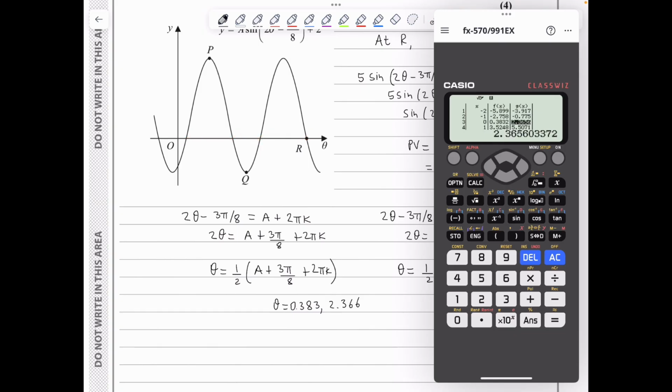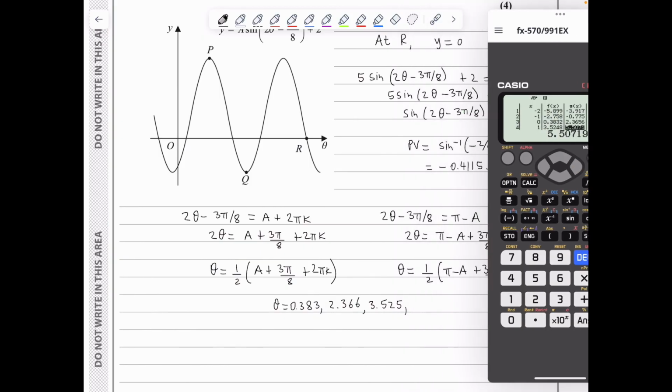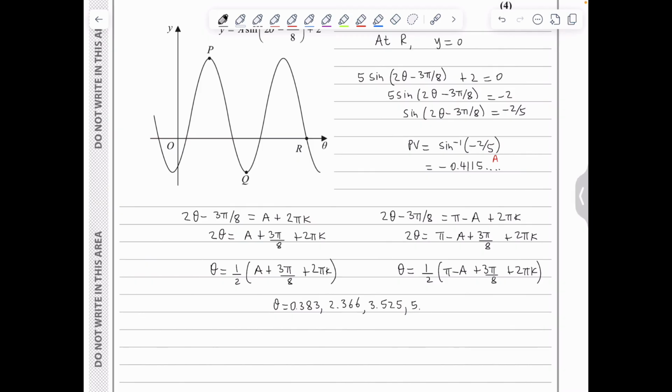So I want the fourth solution. The third one is 3.525, and the fourth one, which is what we're trying to find, is 5.507, so 5.51 to 3 significant figures, and therefore we conclude that theta is 5.51.